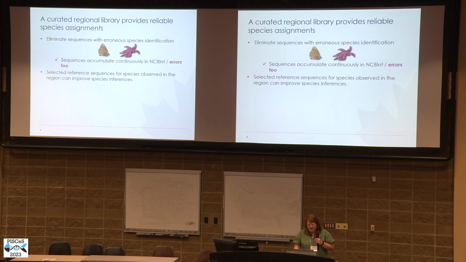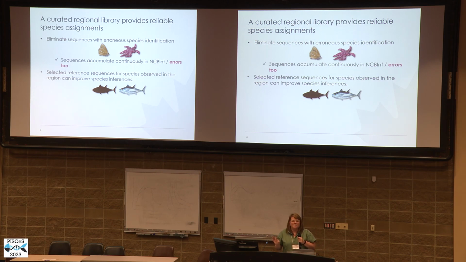Another way that reference libraries are really useful is that they can improve your species assignment. For instance, if you're using NCBI NT for tuna within the Gulf of St. Lawrence, then you will not get species assignment because of the shared haplotypes between tuna species. But if you're using a reference library, there's only one tuna species, the blue tuna we have in the St. Lawrence, and so you'll get a species assignment.